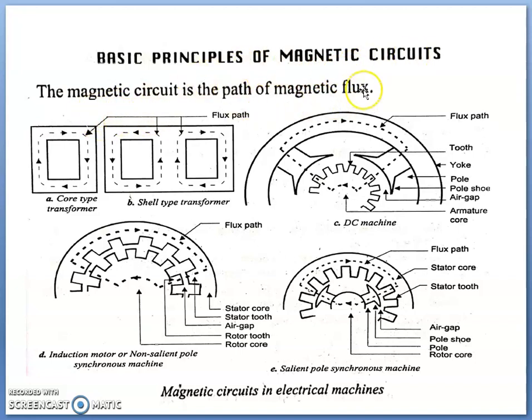And what is a magnetic circuit? A magnetic circuit is a path of magnetic flux. Magnetic flux is going to take a path through the magnetic circuit. So this dotted line represents the flux path, and particularly it is the mean flux path. This first picture is the core-type transformer, and the second one is the shell-type transformer. Here in the core-type transformer we will be having the winding here.